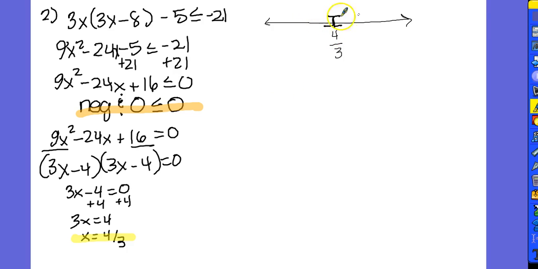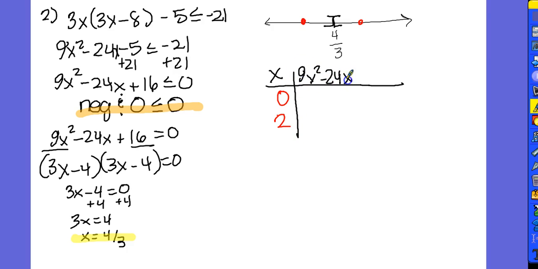And we're going to pick numbers on each side. So what number would you like to choose on the left? Let's choose 0. What number would you like to pick on the right? 2. All right, so we'll pick 0 and 2. We'll put them in our little chart here. So that's our x that we're going to plug into 9x squared minus 24x plus 16.